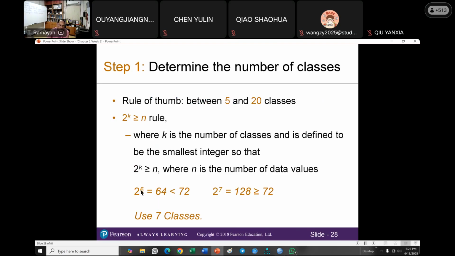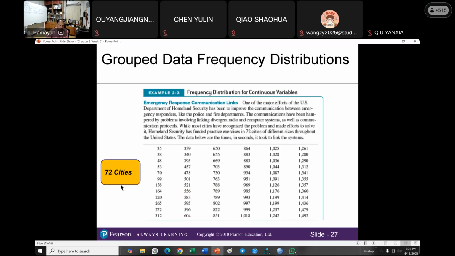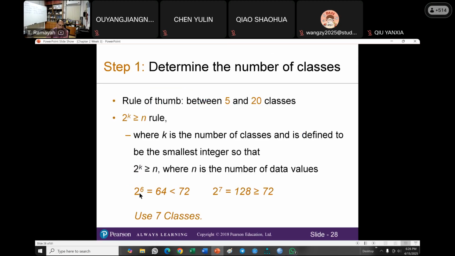If 2 to the power of 6, you have 2 times 2 times 2 times 2 times 2 times 2. So 2 times 2 is 4, 4 times 2 is 8, 8 times 2 is 16, 16 times 2 is 32, 32 times 2 is 64. So 2 to the power of 6 is 64, but this is still smaller than 72. So this cannot, because 2 to the power of k must be greater than or equal to n.